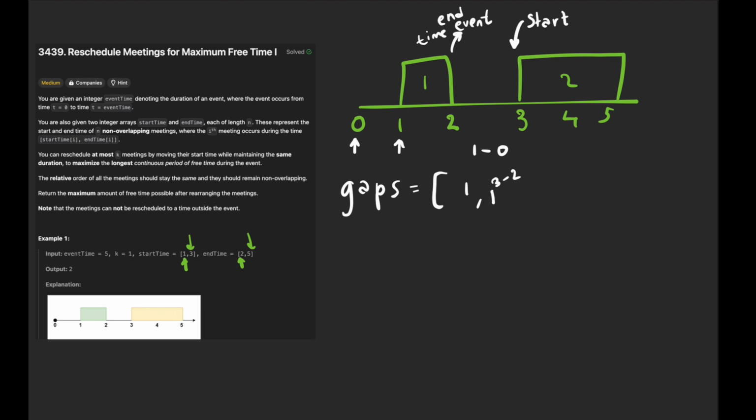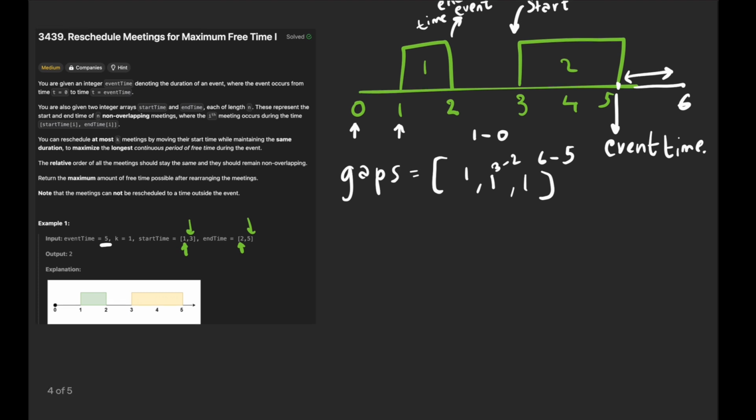What would be the last gap which we can get? See, our event would only be happening until the last event time. In the first example, our last event time is 5. So here our event ends. But let's say our event ends at 6 and the last event ended at 5, then we can get this as free time. So what would be the last free time? 6 minus the end time of the last event. That would be 1 as well. So in the current scenario, the maximum consecutive free time which we can get is 1 only.